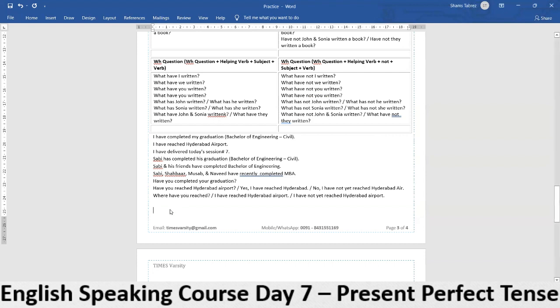Let's say today, after college hours, there are two friends. One friend actually has gone to college, and another friend is asking about today. So let's say he's asking, have you gone to college today? Right. So what should be the answer?